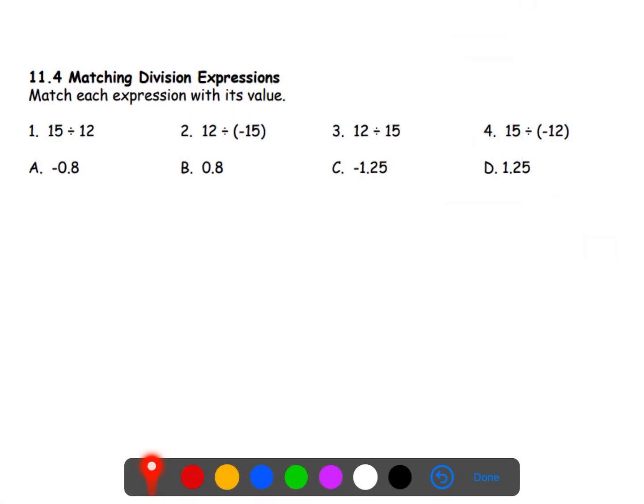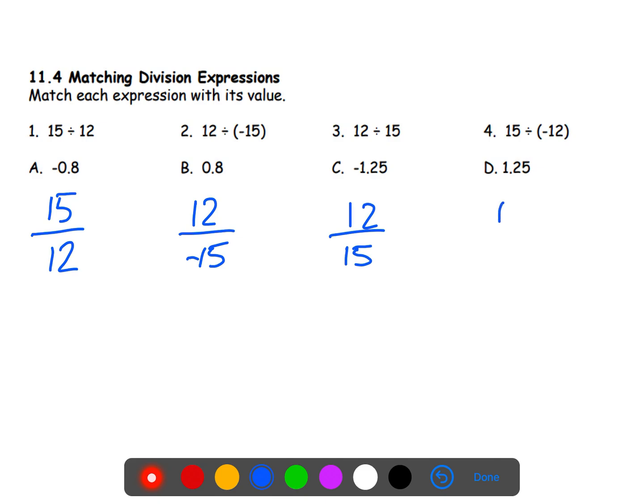Lastly, we've got just a little bit of matching to do. We have 4 very similar division expressions here. We've got 15 and 12, 12 and negative 15. So we're changing the signs, we're changing positives and negatives here, and we're just matching this up. This is something that shouldn't require a calculator, okay? And I think if I rewrite these expressions to look more like a fraction, that might help a little bit. And we've got 12 divided by negative 15, 12 divided by 15, and 15 divided by negative 12.